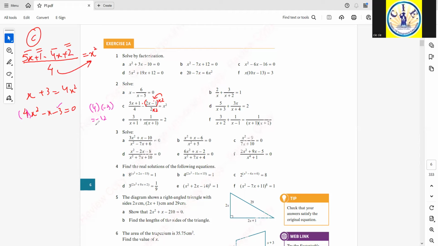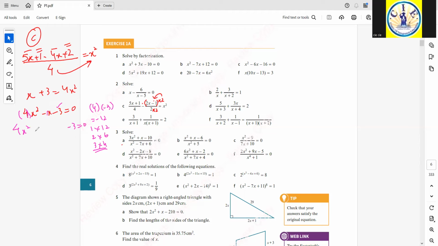The factors of 12 could be 1 and 12, 2 and 6, 3 and 4. Okay. Yes, that could be the case because I need to have 1 over here. So this can serve the purpose. So 4x squared minus x minus 3 equals 0. No change in it.